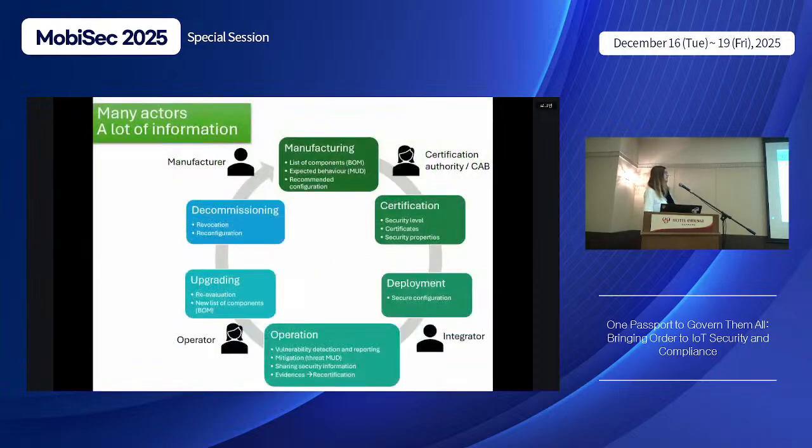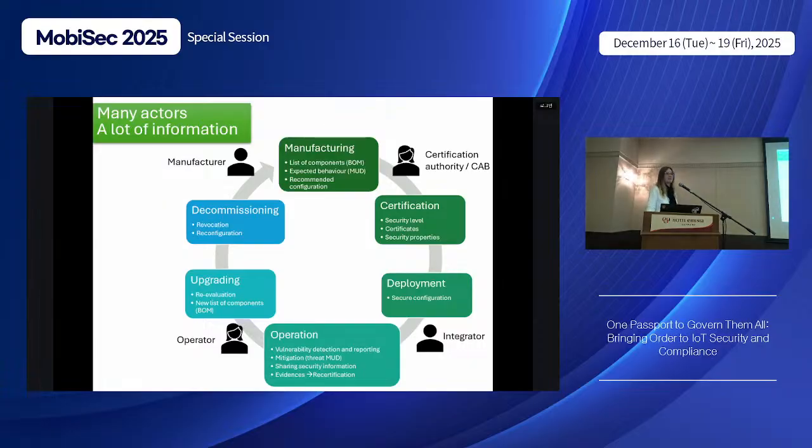So as you can see here, we have many actors involved in this life cycle that are providing or generating a lot of information. So we have the manufacturer that is generating, for example, the list of components, the BOMs. It may generate the expected behavior in terms of a Manufacturer Usage Description, some recommended configuration. The certification authority can generate an assessment report, a certificate. During the deployment, we deal with the secure configuration.